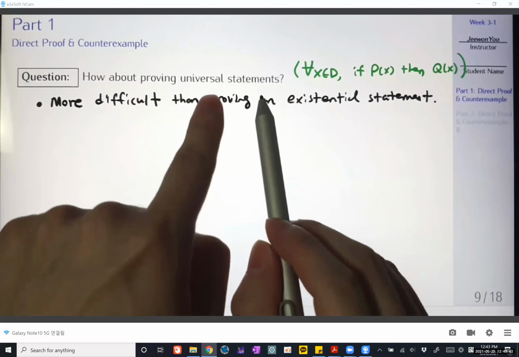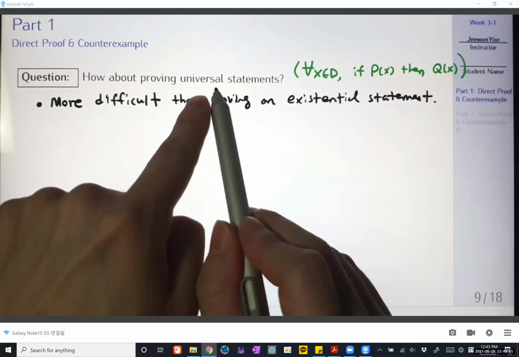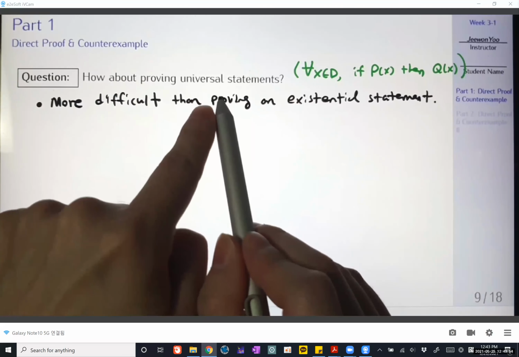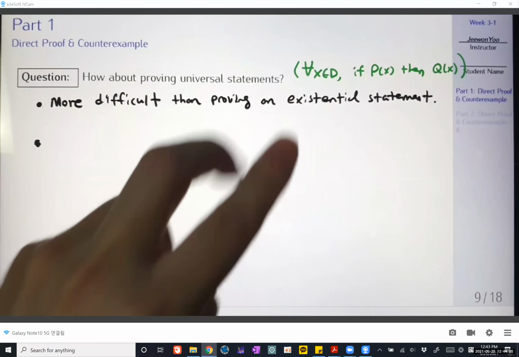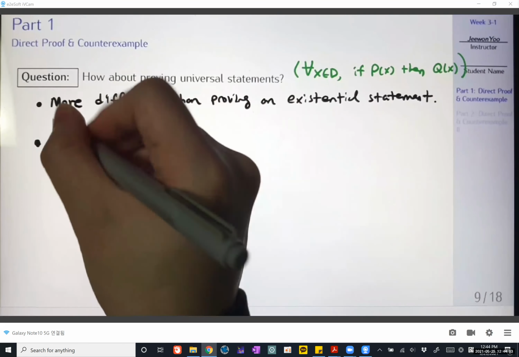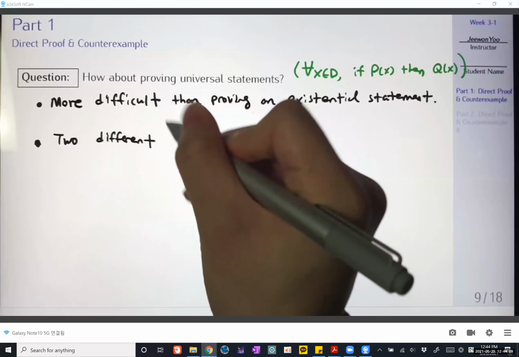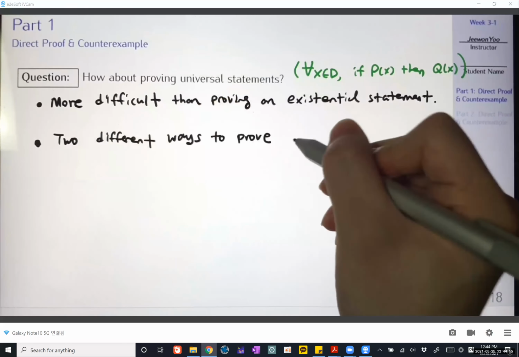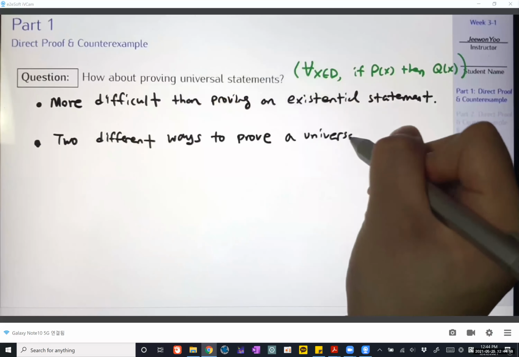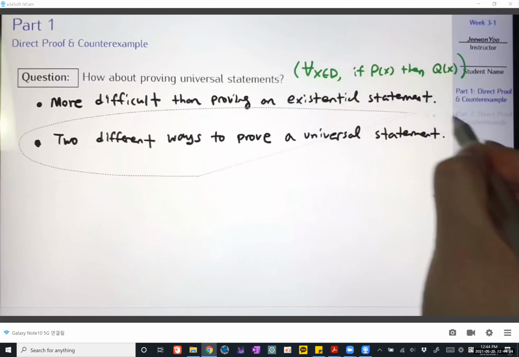Now, however, proving universal statements is not the end of our life. It's not the end of the world, because sometimes, depending on the domain, proving universal statements can be easy. For example, you have two different ways to prove a universal statement.